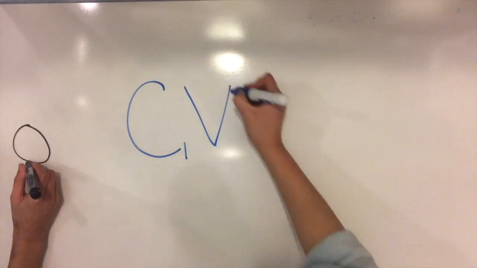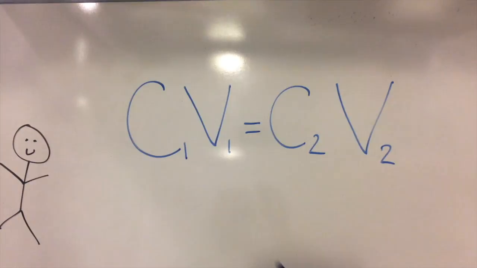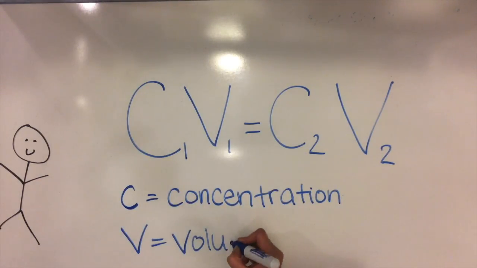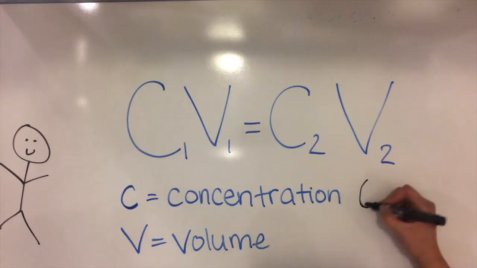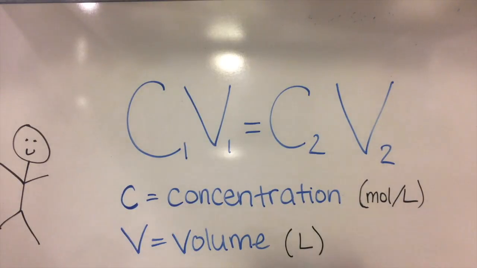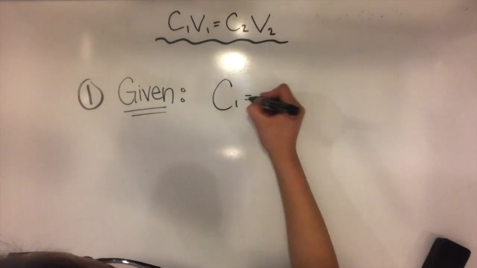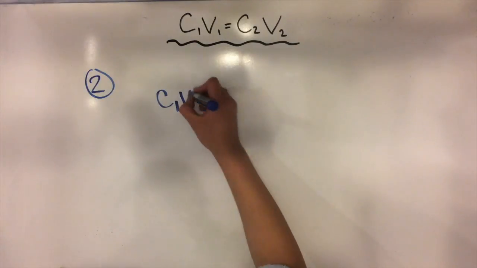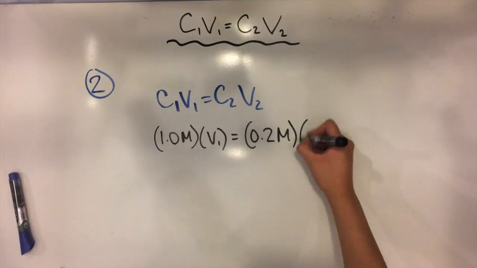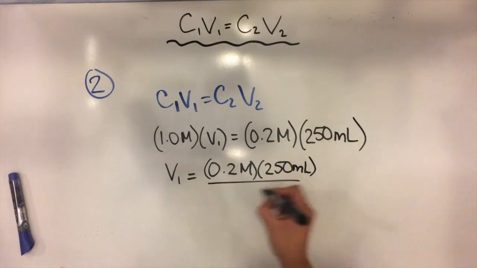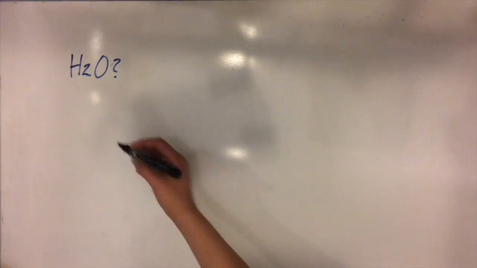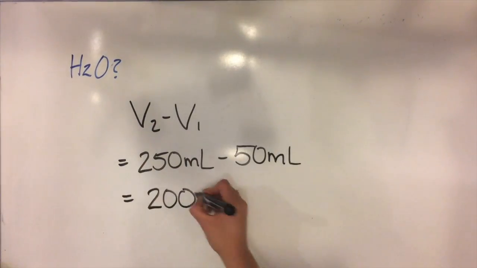For dilutions, we can use the formula C1 times V1 equals C2 times V2, where C is concentration measured in moles per liter and V is volume measured in liters. First, we're just going to write down everything we know so far. The next step is just to fill everything in and solve for whatever value you're missing. Then find out how much water you need by subtracting V1 from V2.